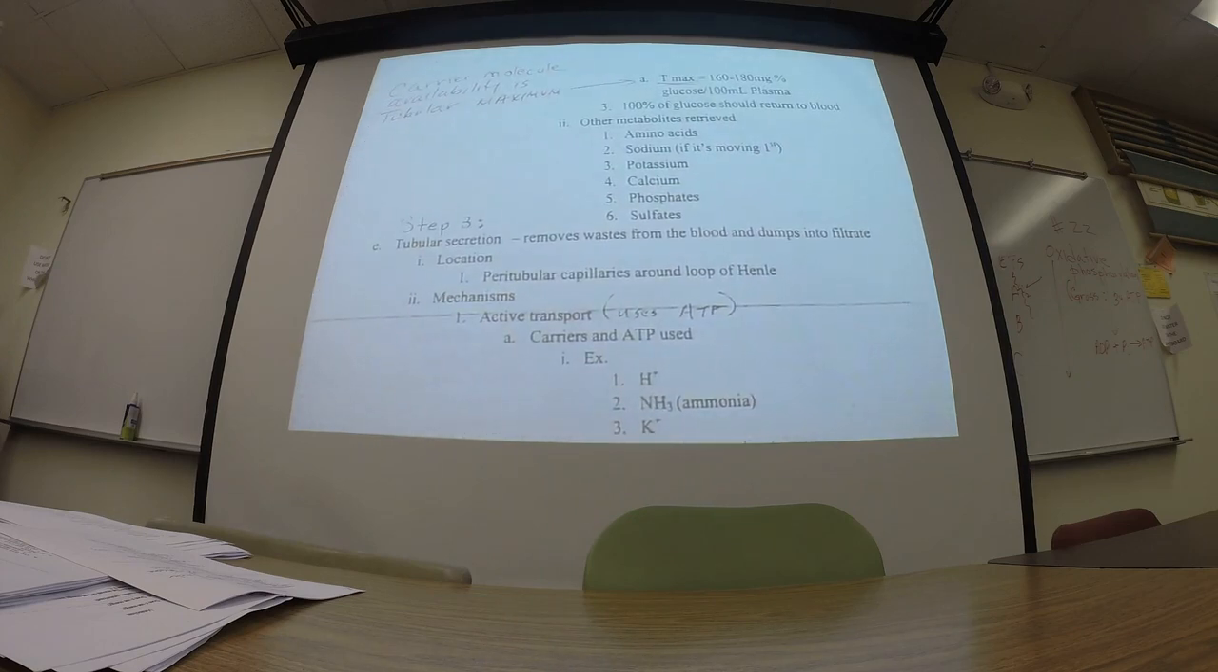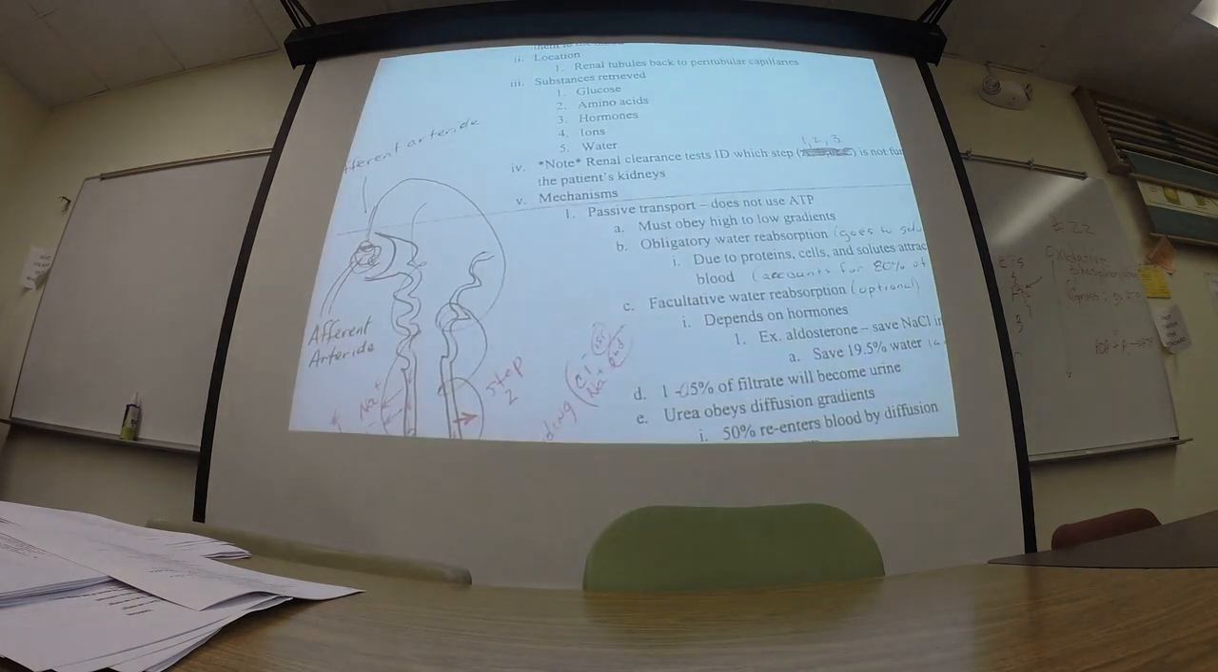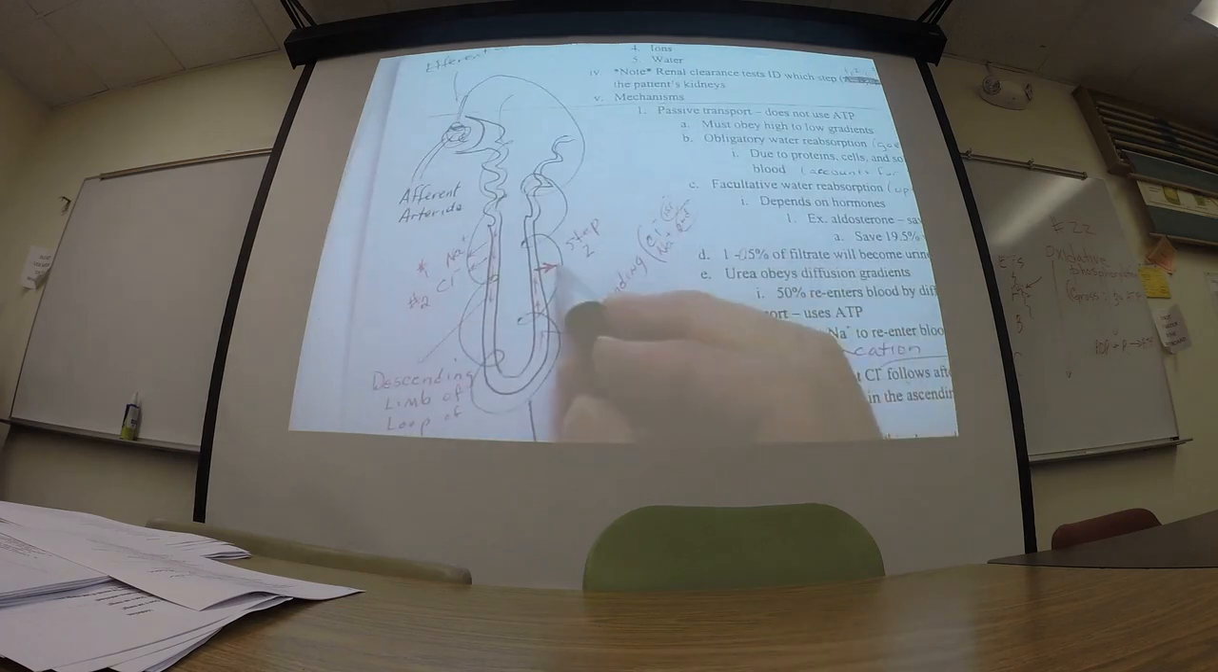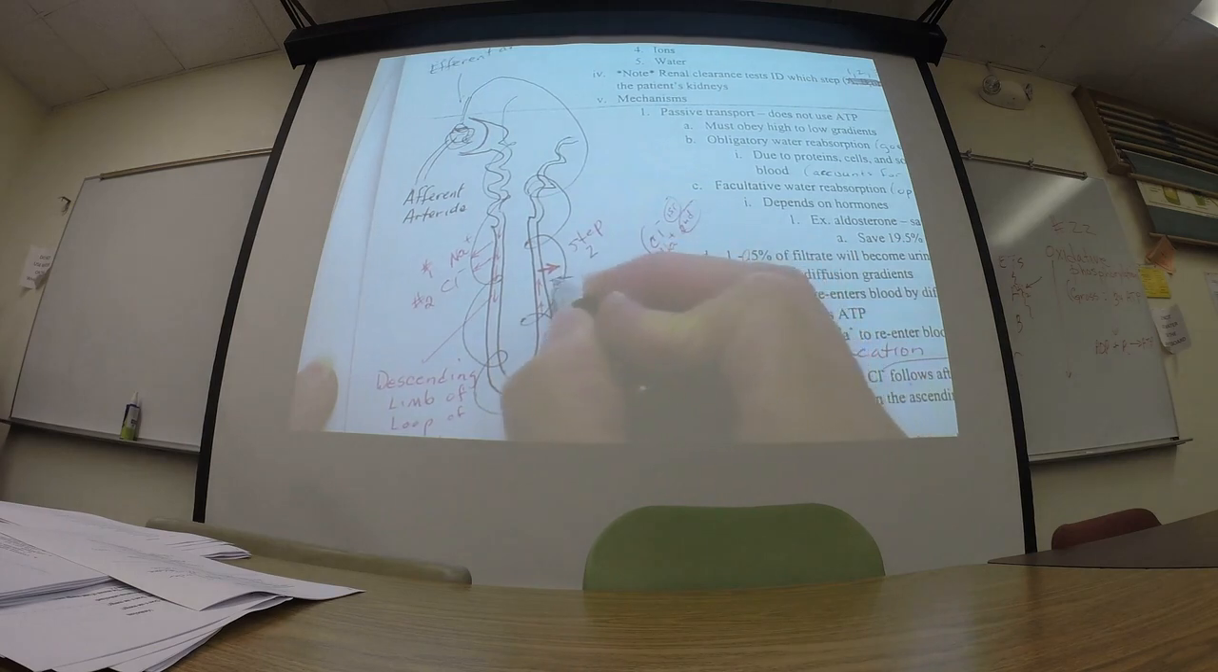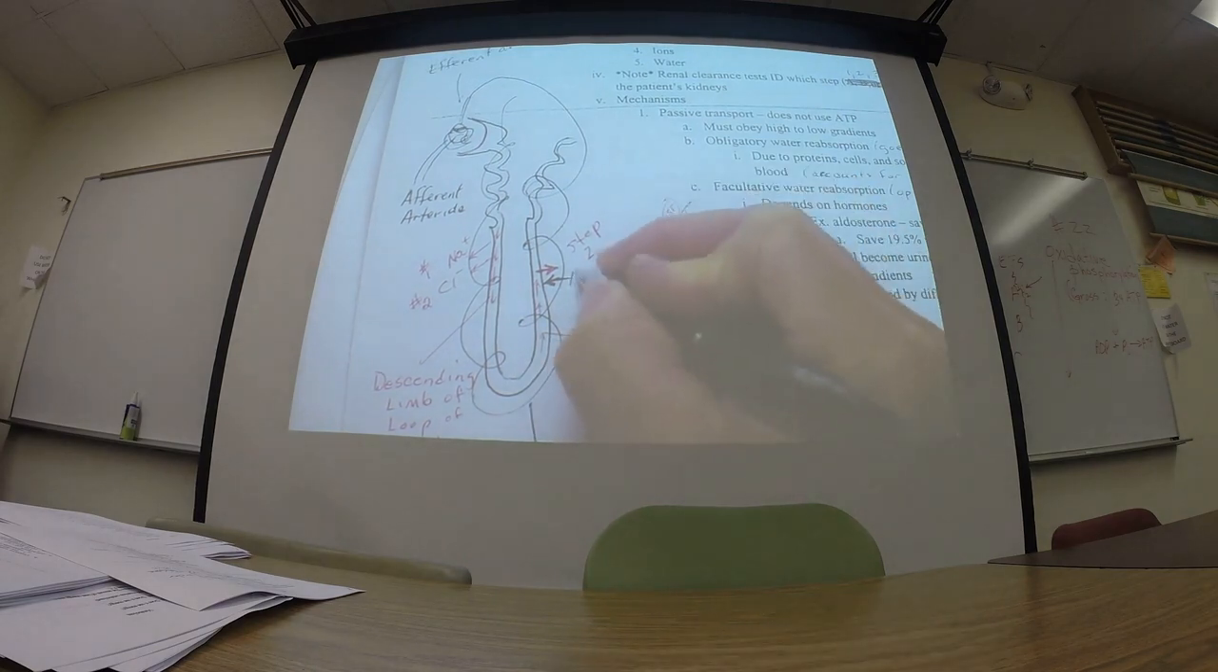Step 3 is at the same location, but we're not putting stuff back in your blood. Your body is saying, ooh, I still have some bad things in my bloodstream I would like to dump. So step 3 is going this direction, out of the blood and dumping back into the nephron. So this is step number 3.